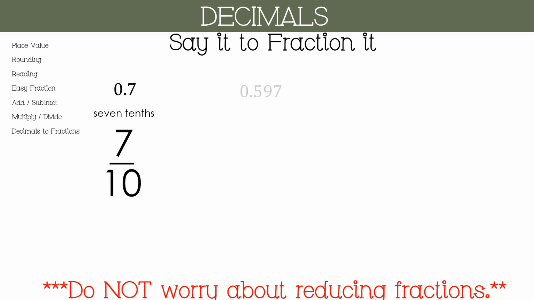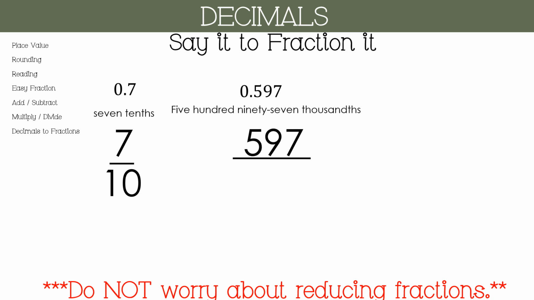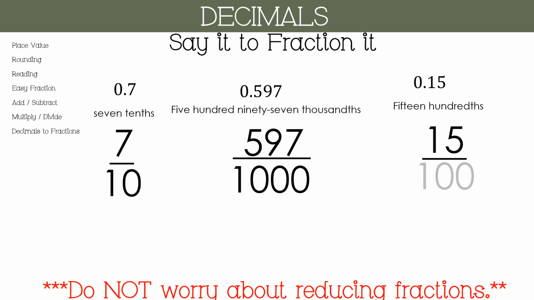Let's look at the next one. 0.597. Well, we would say 597 thousandths. On the top, we're going to write 597, and on the bottom, we're going to write thousandths. Let's look at the last one. 0.15. We would say 15 hundredths. Can you guess how we're going to write it? Yup, 15 over 100. That wasn't too bad, right?